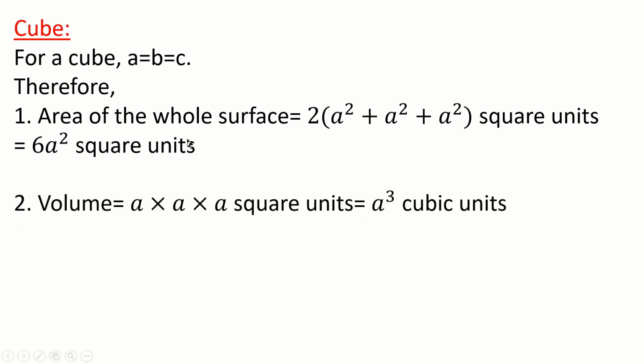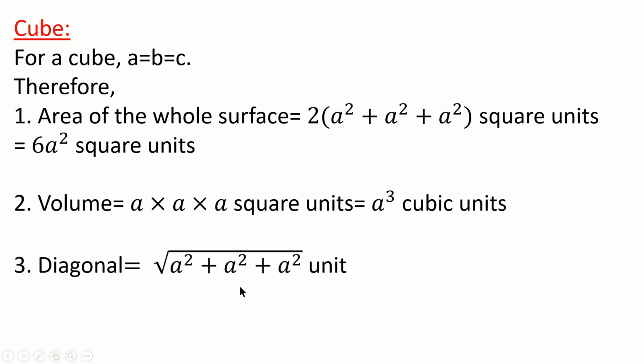Volume for rectangular parallelepiped was A into B into C. So here will be A into A into A, that means A cube cubic units. And the diagonal was square root over A square plus B square plus C square, but here it will be A square plus A square plus A square units. This equals square root of 3A square. Square root of 3 stays, but square root of A square means A. Clear?